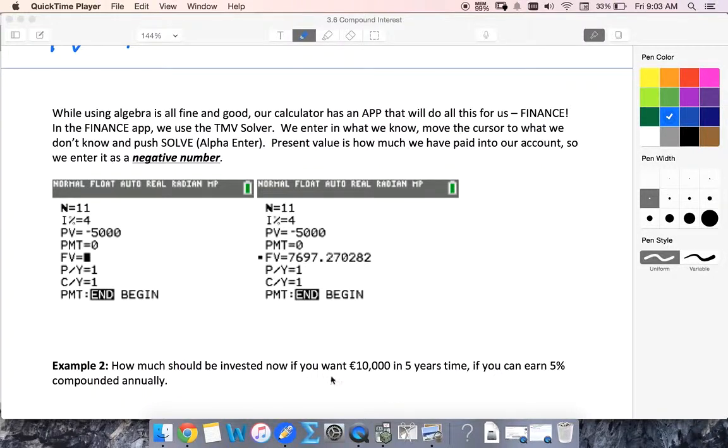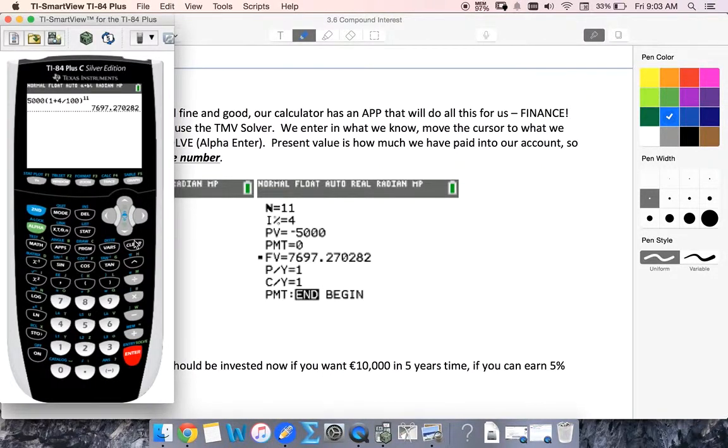It's called Finance. So if I come into my apps, we want Finance. So for yours, you might have to search for it, but look for Finance. And if you don't have it, tell me. So in Finance, we look at the TVM solver. It's time value money. And I see that I had a typo here, but it's the TVM solver.